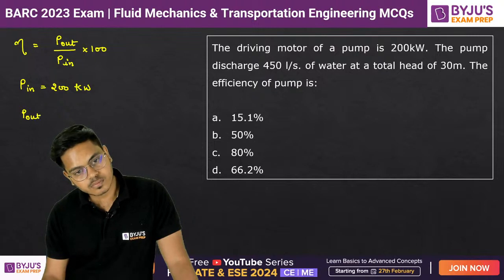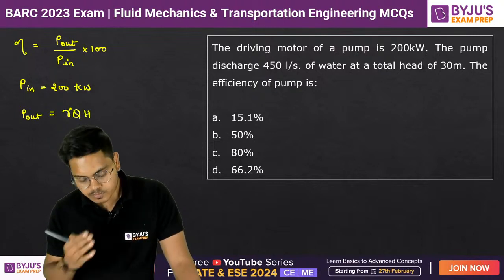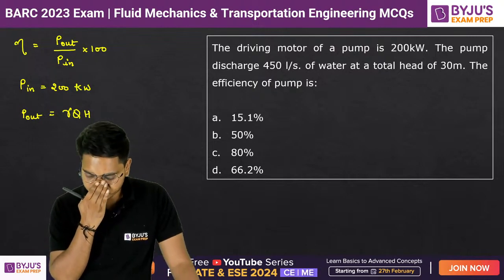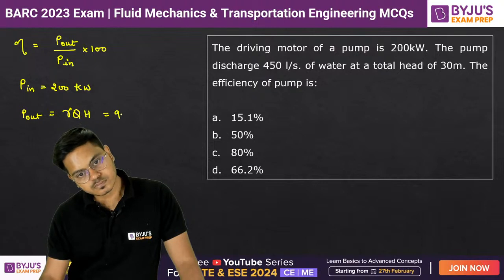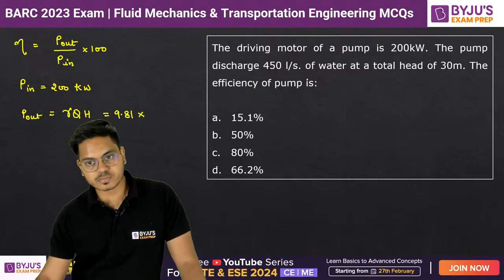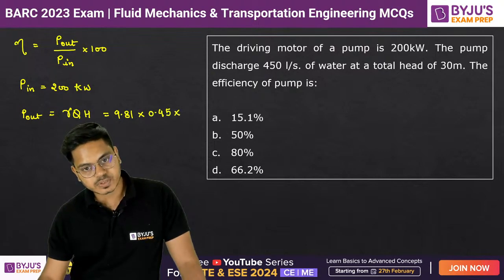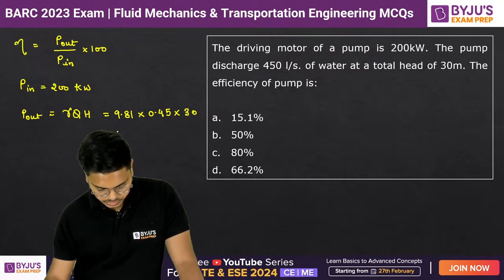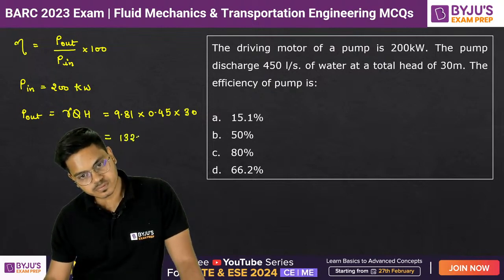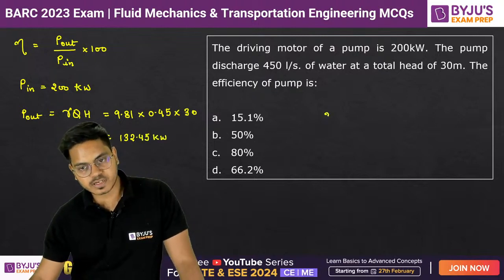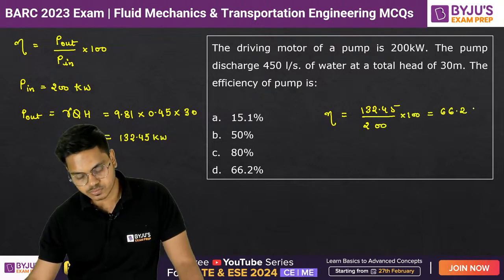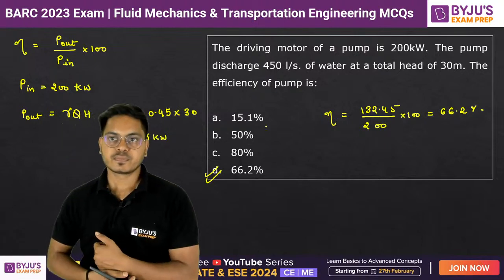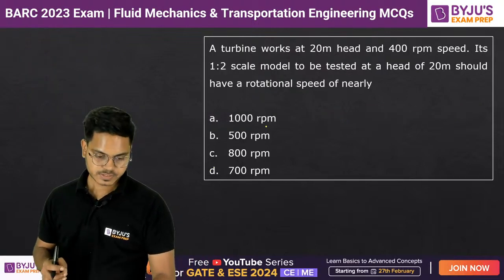Output is going to be gamma Q into corresponding head. Gamma is nothing but 9.81, kilowatt I want, right? Into discharge, which will be 0.45 meter cube, into h is 30. On solving, output is going to be 132.45. Let's put the value here. 132.45 by 200 into 100, and it would be 66.2%, which is option D. Very well. Superb. Next question.